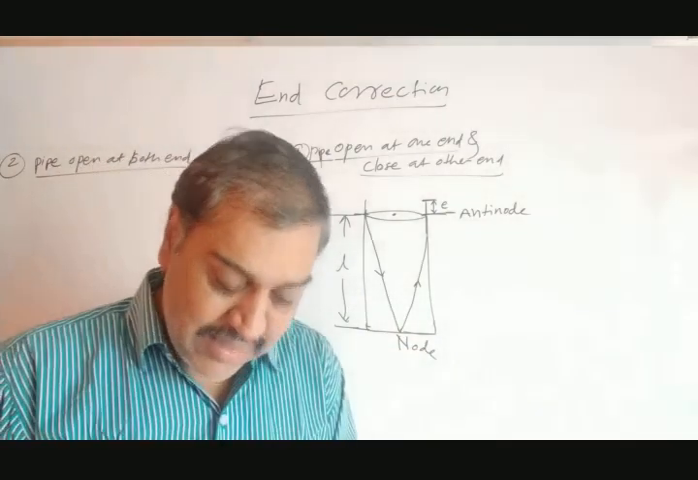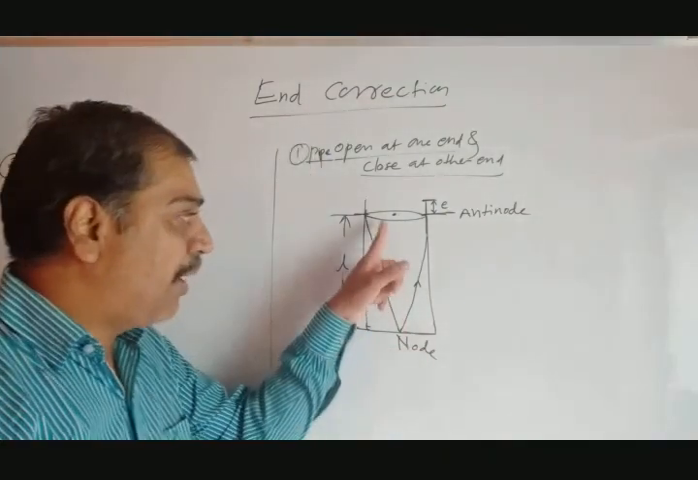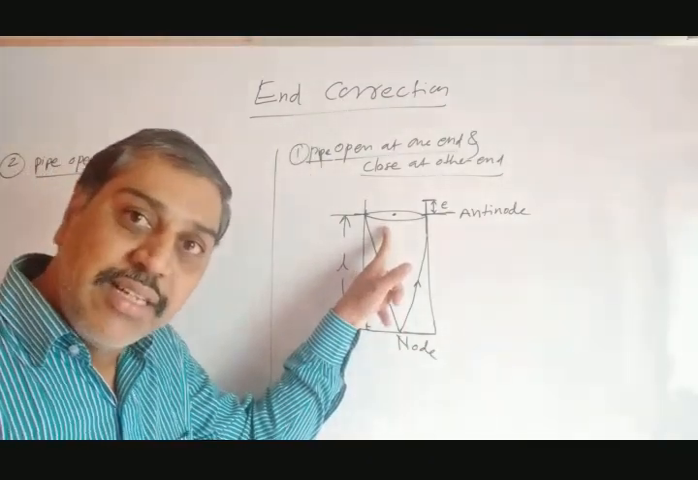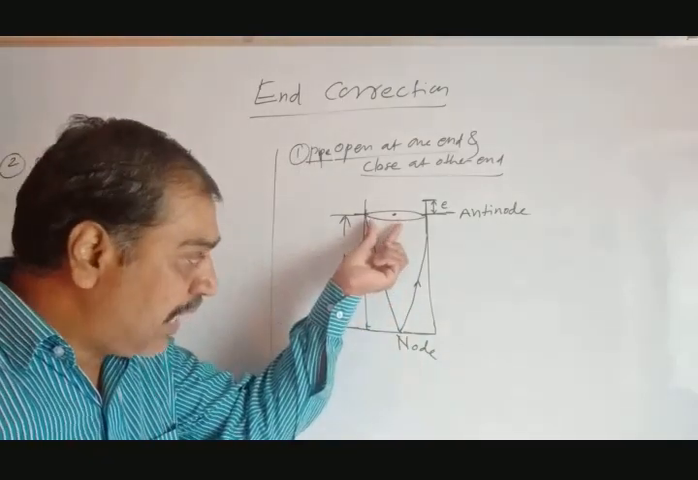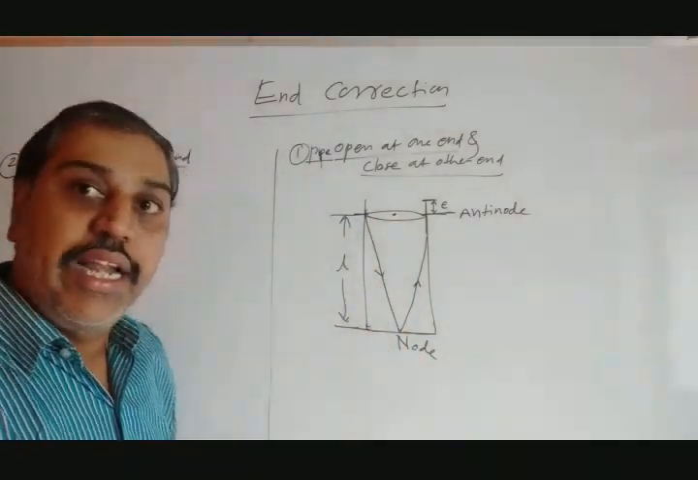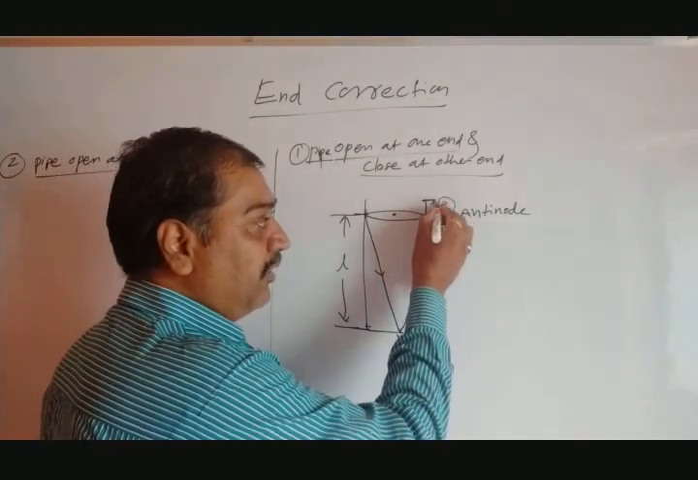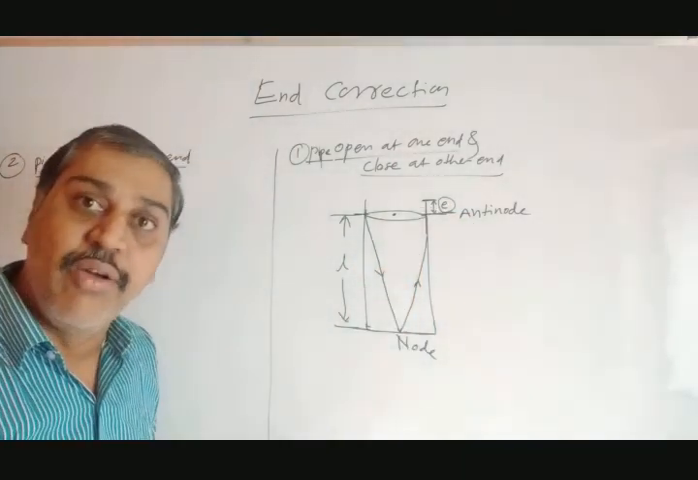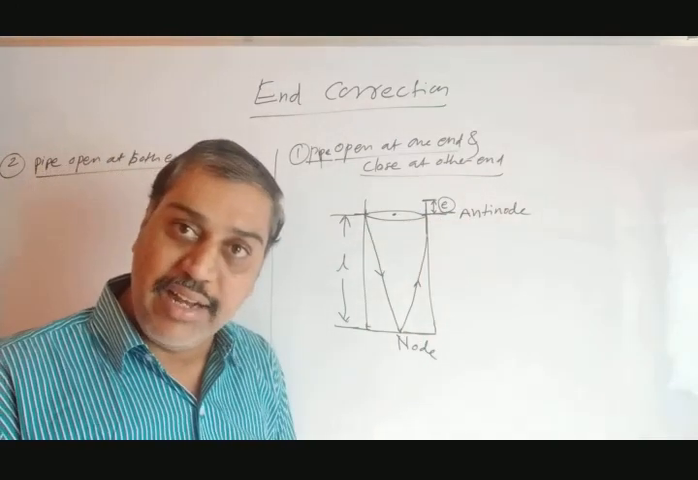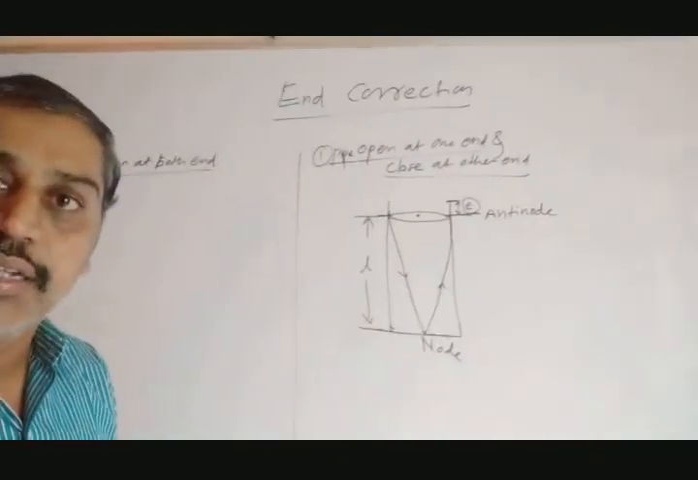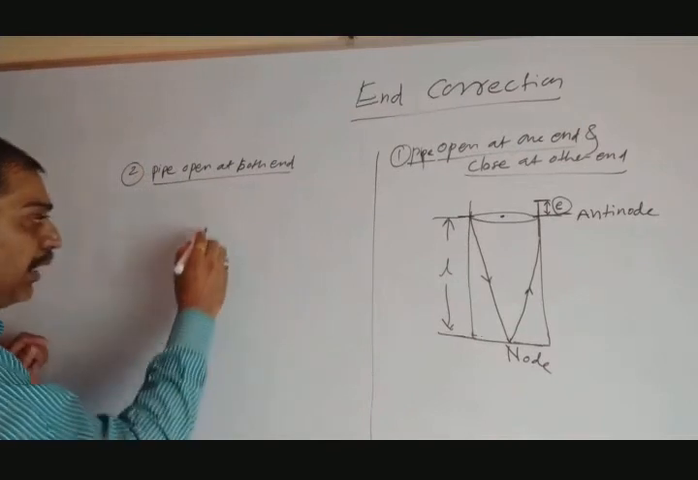As the condition says that the antinode is always formed at the open end, what does it mean? The pipe which is open at one end and closed at the other end has end correction at the open end only. So E must be considered at the open end only. Is that clear?